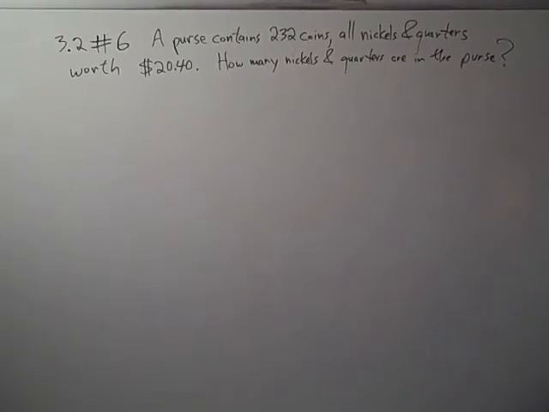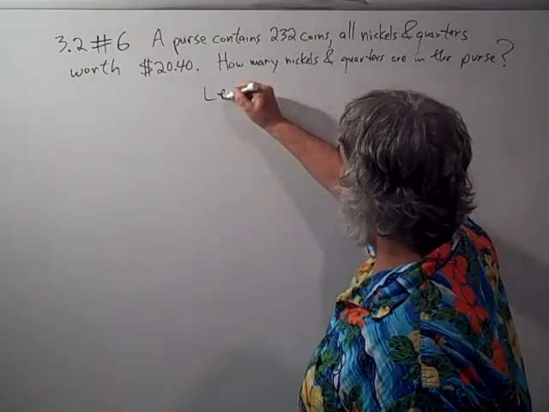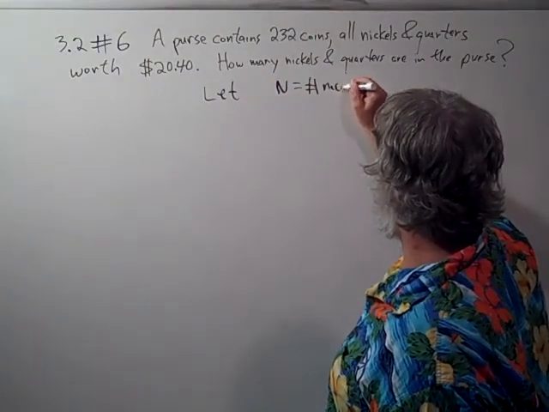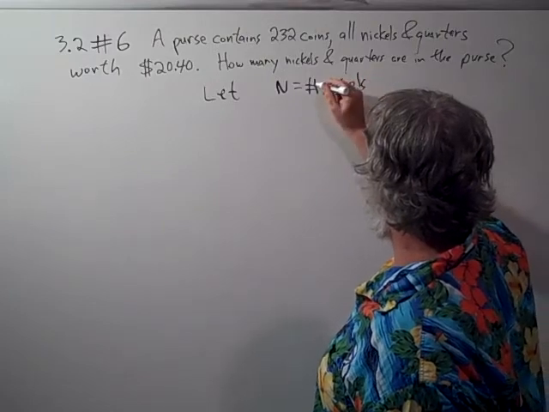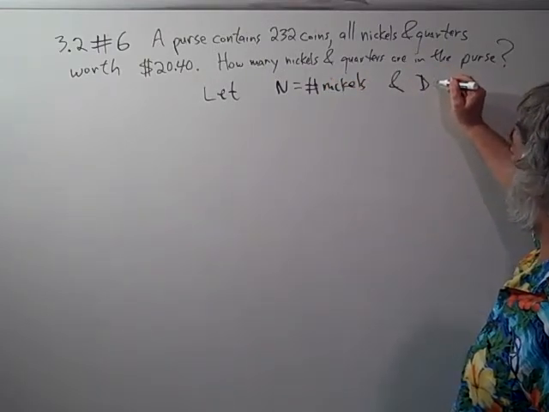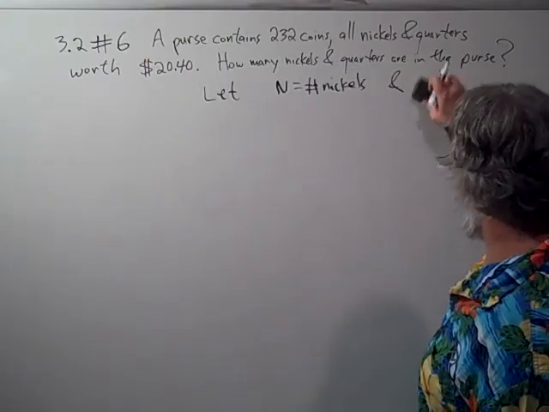In this problem, we're told a purse contains 232 coins, all consisting of nickels and quarters, and worth a total of $20.40. Then we're asked how many nickels and how many quarters are in the purse. So we're going to start off by letting n equal the number of nickels in the purse, and let q equal the number of quarters.